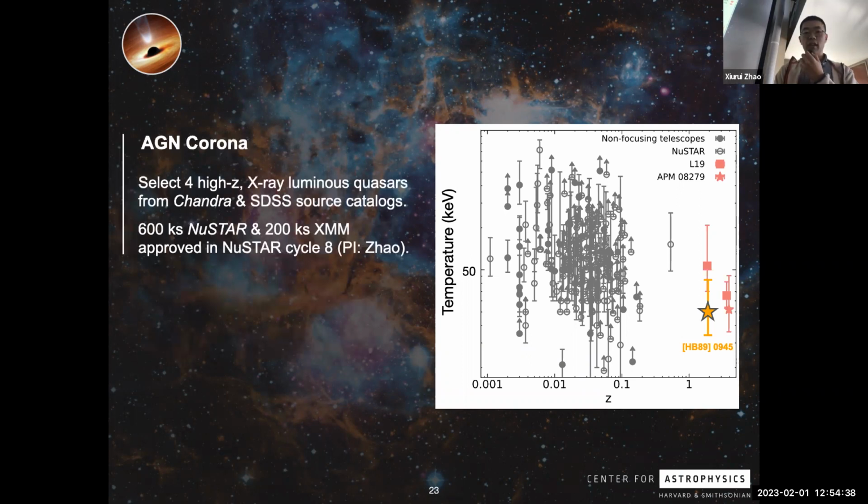And last year, we proposed 4 high redshift quasars to observe their hard X-ray spectra and to get their corona temperatures. And the first observation showed that we can indeed constrain their corona temperature, and these high redshift quasars are indeed a good sample. And I will come back to introduce more after all the observations are taken.